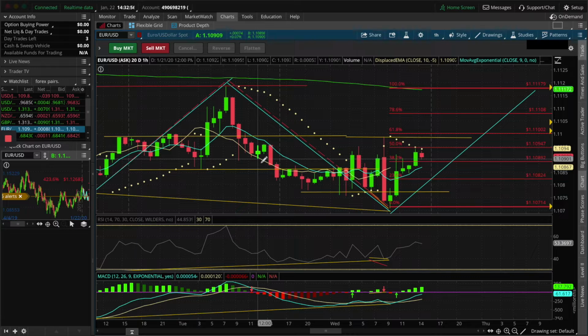So this is the TD Ameritrade Thinkorswim platform. I'll leave a link in the description below. They're essentially a brokerage that you can trade with. I'm pretty much just using this platform for their technical analysis, because they have amazing technical analysis.